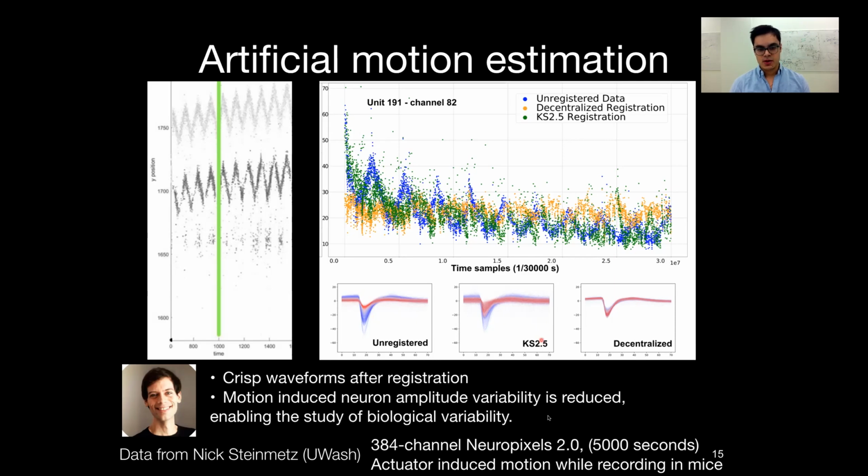In the middle, you see the unit waveforms for that same unit across time after template-based registration, and some of this variability has been removed, although there does seem to be some differences between the amplitudes in the beginning and towards the end of the recording. And on the right-hand side, you see the same unit after it's been registered using decentralized registration, and it's very consistent across the entire recording, yielding a very crisp template that we can extract from this.